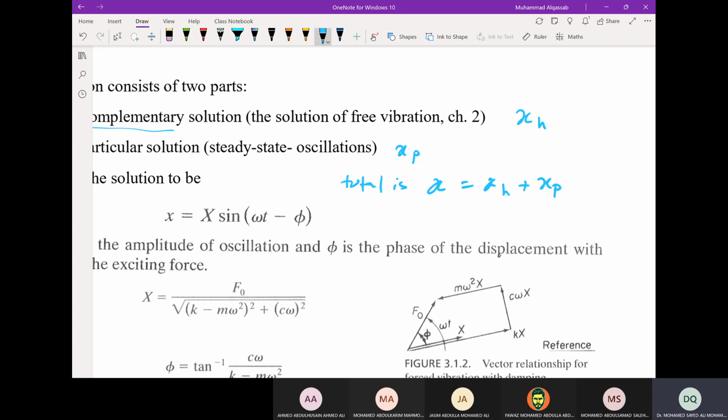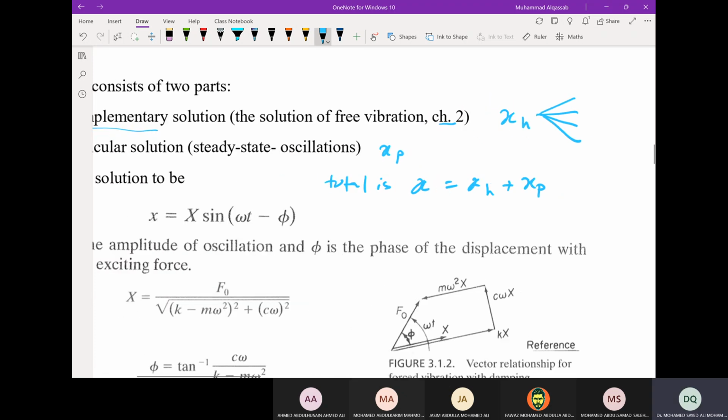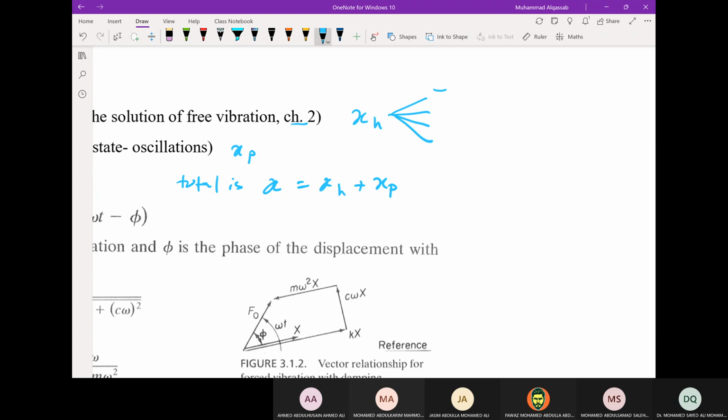Now we'll talk about xp later on, but xh is what we did in chapter 2, which depends on zeta. There are 4 cases for zeta: zeta equal to 0, zeta less than 1, zeta equal to 1, and zeta greater than 1. And for each case, there is a different response, with 4 equations.